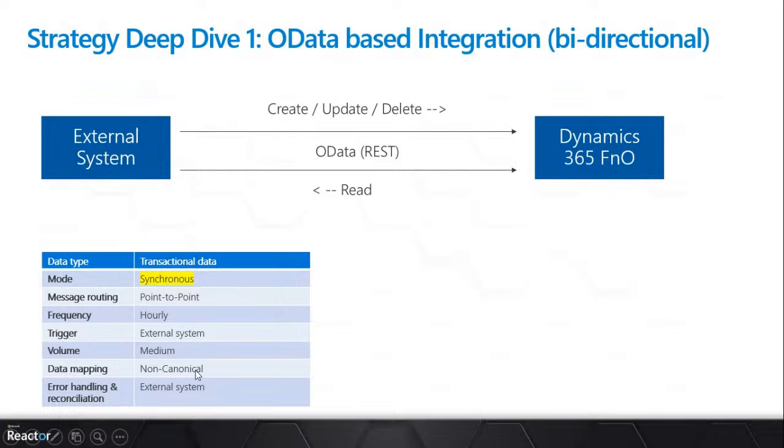However, because of the less complexity involved, data mapping is using the non-canonical model, right? As far as the error handling or error reconciliation is concerned, the external system is responsible to manage that. So the point to be highlighted in this slide is, if you want to reuse this slide in your presentation or in your implementation, understand how this strategy can be applied using the OData bidirectional call, right?